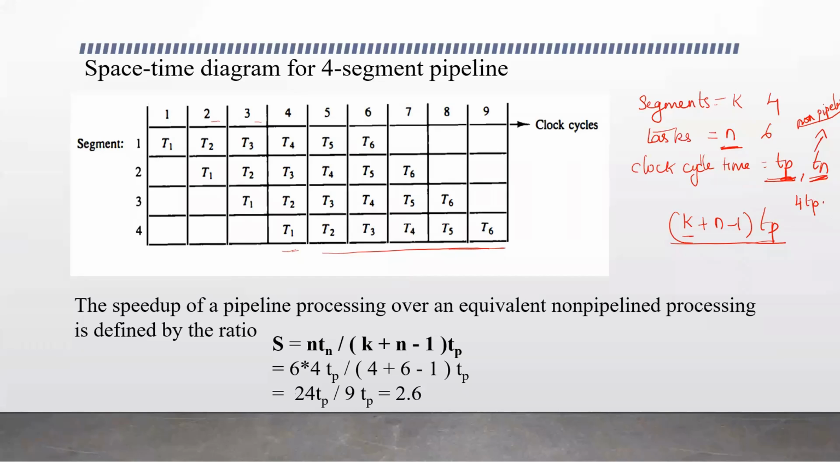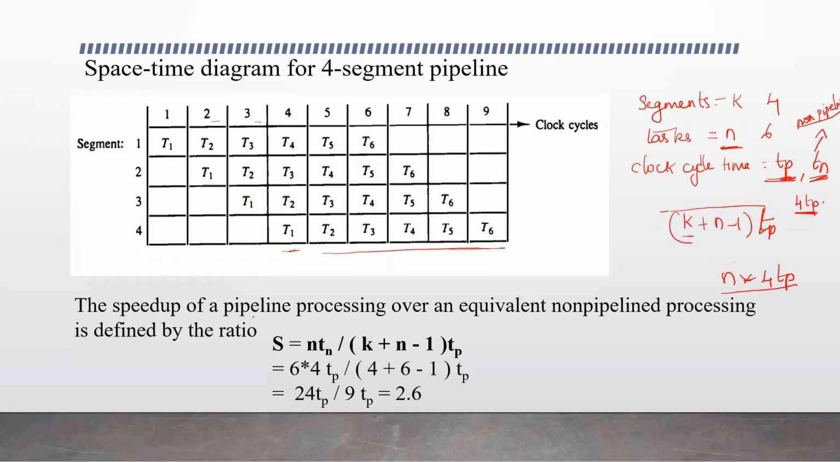If we assume that, to complete the first task, it took 4 clock cycles. In the same way, every task takes 4 cycles. So the time taken for every task is 4 of the time taken by this pipeline system, so it is 4 TP. So how is it done? There are n tasks, and for each task the time taken is K TP. So n into KTP. This is the time taken for completing the tasks in a non-pipeline system.